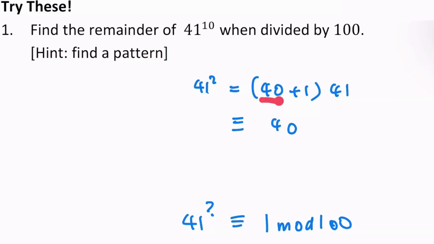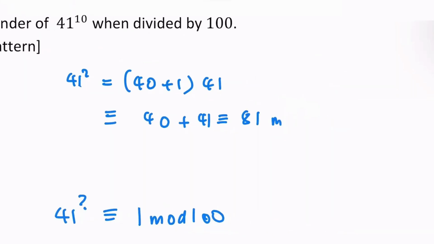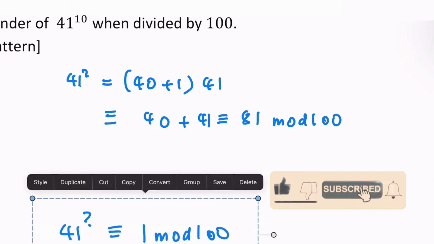So again, I write 40 times 41, right? I write the 0 first. Then I take the 4 times the 1 to give me the 4. And that's enough already, okay? Then plus 1 times 41. So this will give me 81. 81 mod 100.